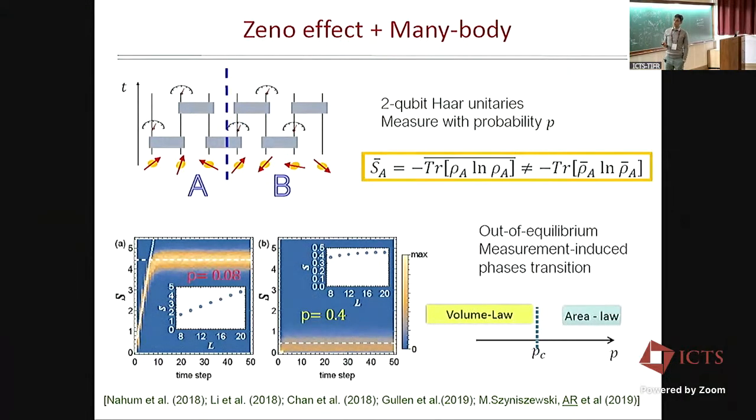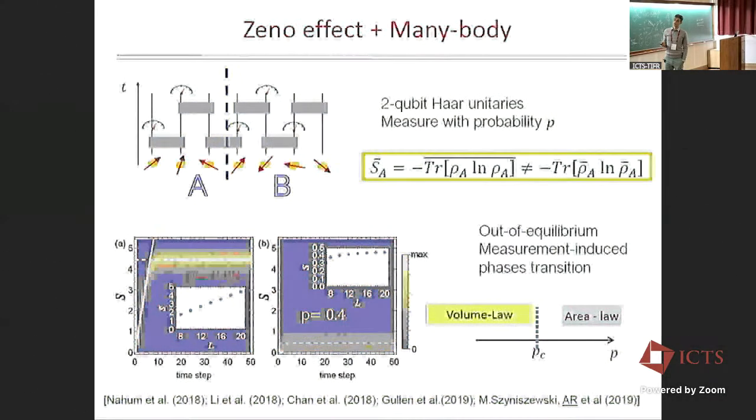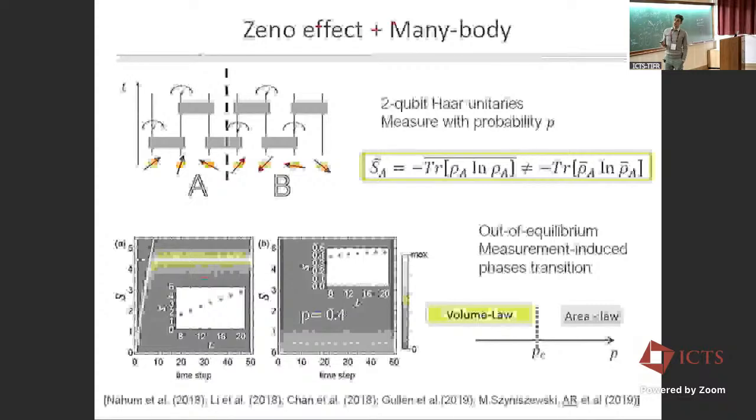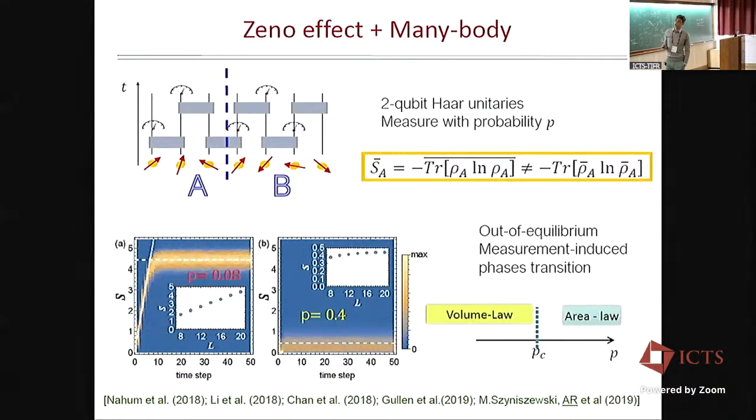So here you have two examples. This is when you measure with very low probability. As a function of time, your entanglement grows, and then it saturates to a given value. If the measurement probability is higher, the entanglement fails to grow and saturates at a much lower level. Now, what you see is a lot of colors here, and the reason is that you have a lot of quantum trajectories because you're doing measurement.